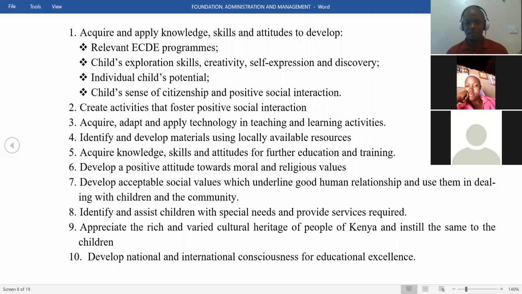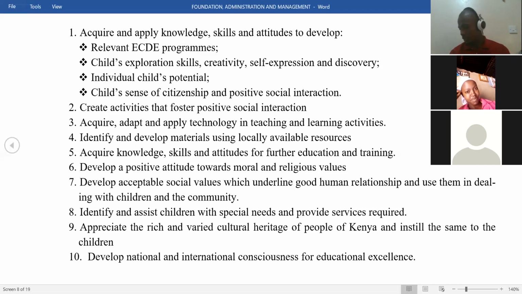Okay, try on that. What do you understand when we say to acquire and apply knowledge, skills, and attitude to develop relevant E.C.D.E programs? What does that mean? I think it means that from the knowledge that children acquire, they can be able to do this on their own, and they can come up with new ideas and discover some new potentials in them. Yes, thank you.